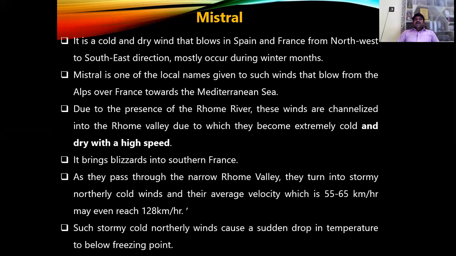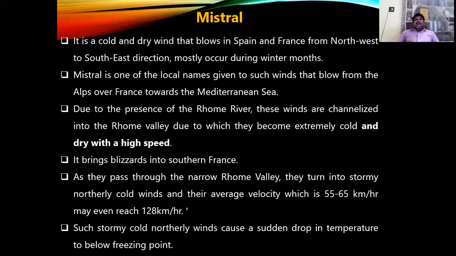Mistral. It is a cold and dry wind that blows in Spain and France from northwest to southeast, mostly occurring during the winter months. Mistral is one of the local names given to such winds that blow from the Alps over France towards the Mediterranean Sea. Due to the presence of the Rhone River, these winds are channelized into the Rhone Valley, due to which they become extremely cold and dry with a high speed. Mistral brings blizzards into southern France.